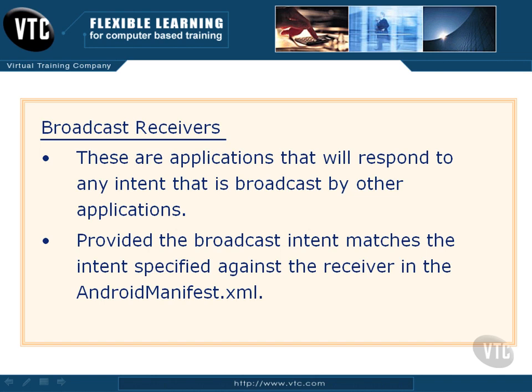So this is a really cool idea because it allows a given application or service to broadcast messages and completely different applications to pick up those messages and respond to them in whatever is appropriate for that particular application.